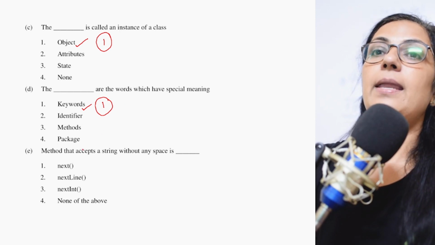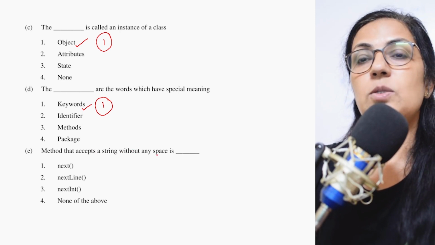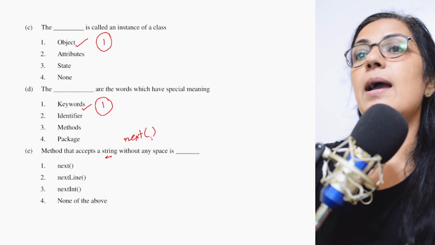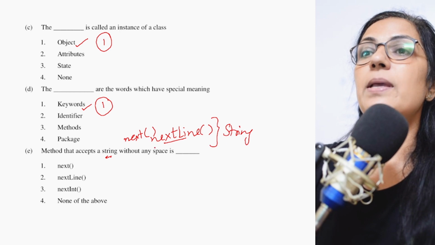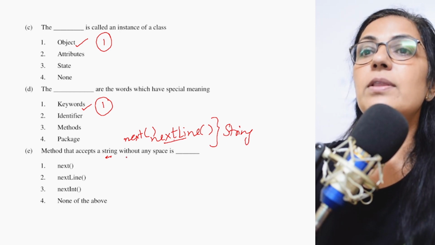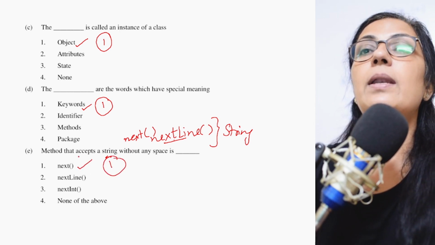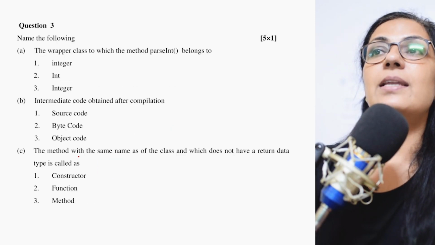Okay. Next question is the method that accepts a string without any space. For string we use two methods, next and nextLine. These two methods are used for string type entries. If you want to use a space in between, we will use nextLine. For a string without any space, the next function is used. So option 1 again here is the correct answer. I hope children all of you have marked it correctly.